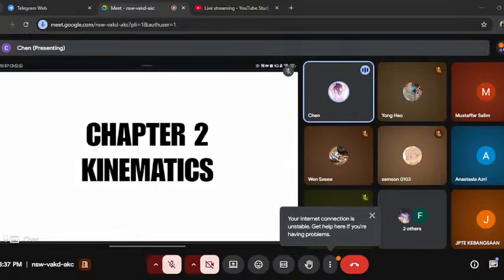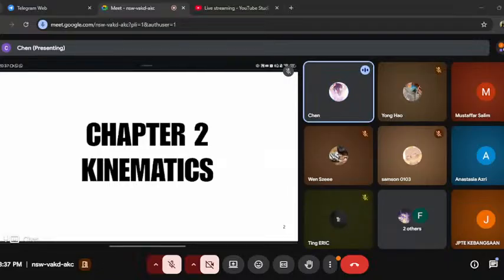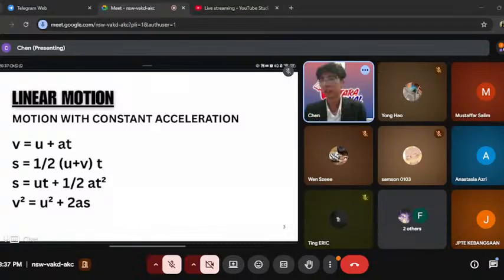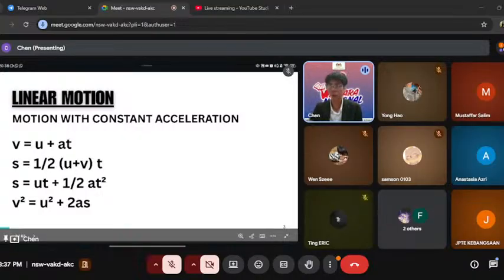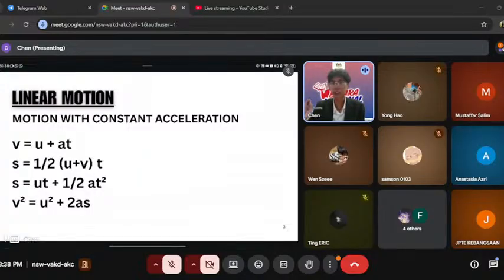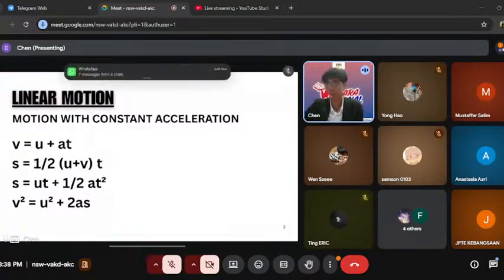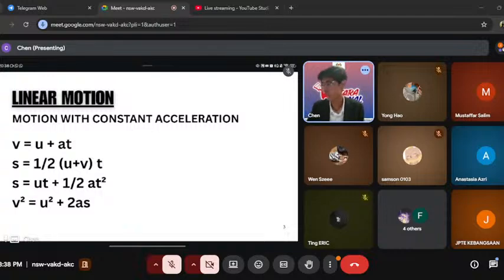Yeah. And then, first is linear motion. Linear motion is basically motion with constant acceleration. It's motion that is in a straight line. So basically, all of these equations that you see here, v equals u plus at, s equals half (u plus v) t, all of this needs to be constant acceleration. So that's the first thing. And make sure you all memorize these equations, because these equations right here are basically what you will be needing to get through the entire kinematics. So not only just for linear motion, but for the other part, which is projectile motion.